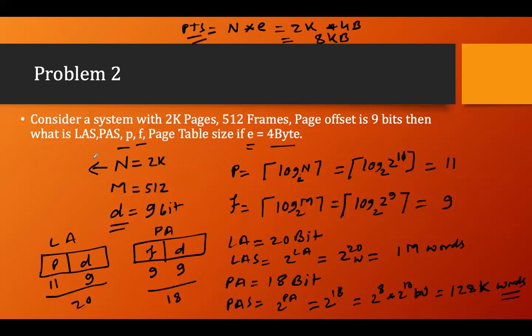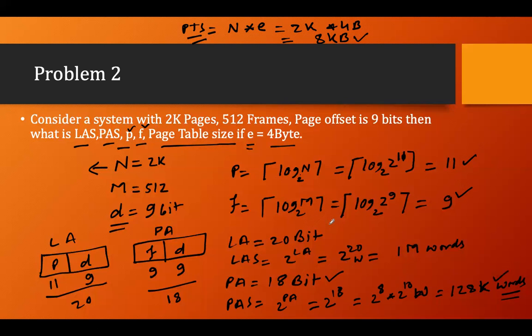So we have calculated all. We have calculated logical address space, physical address space, P, F, and page table size. This is one answer, P and F. This is the next answer. Then we have this one, and this one is another answer. So we have calculated all the things which are required here.